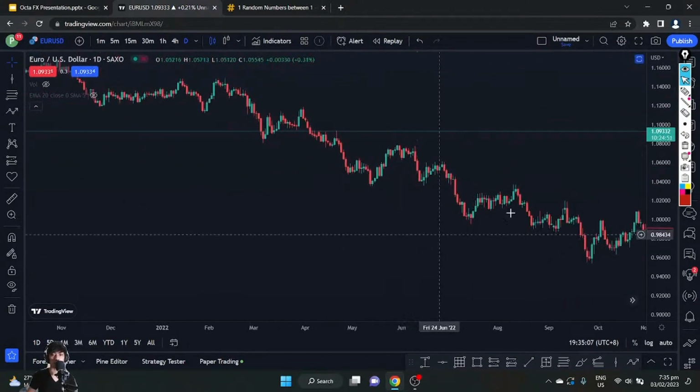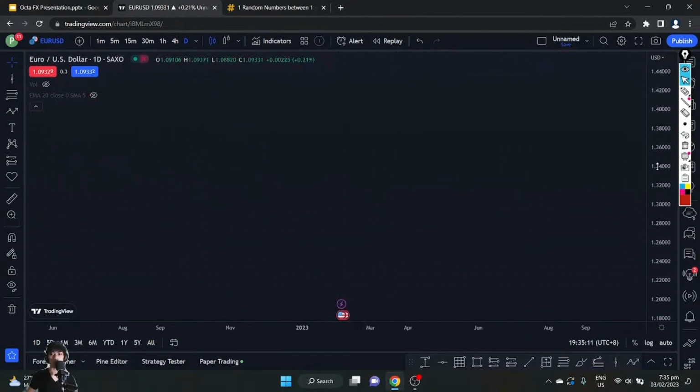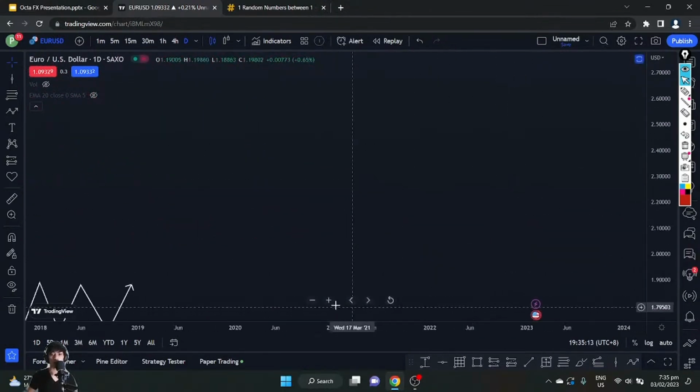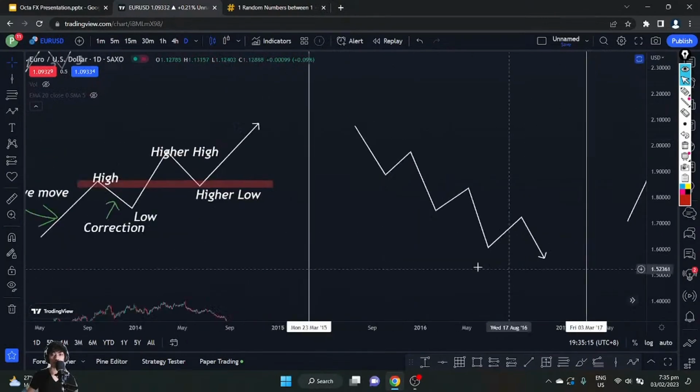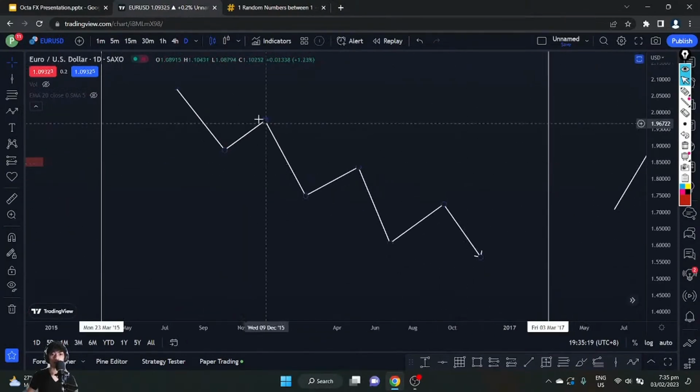And if we take a look at the downtrend, so let's take a look at the downtrend example. As we can see, this market structure at the top, again, is what we call the high.